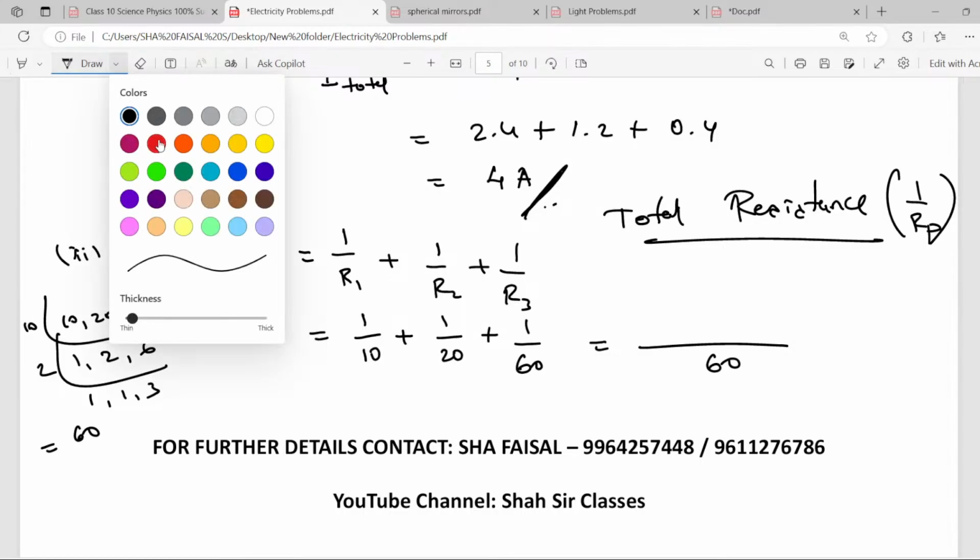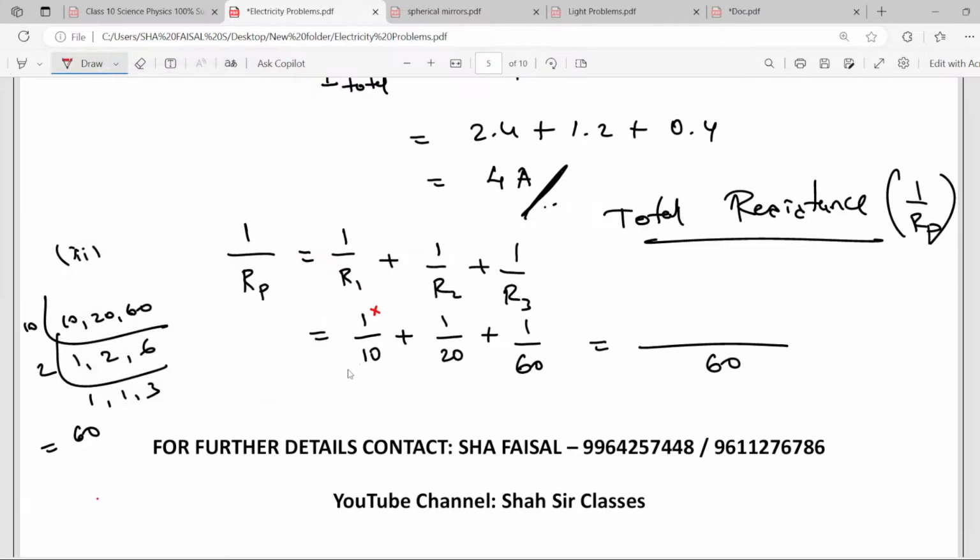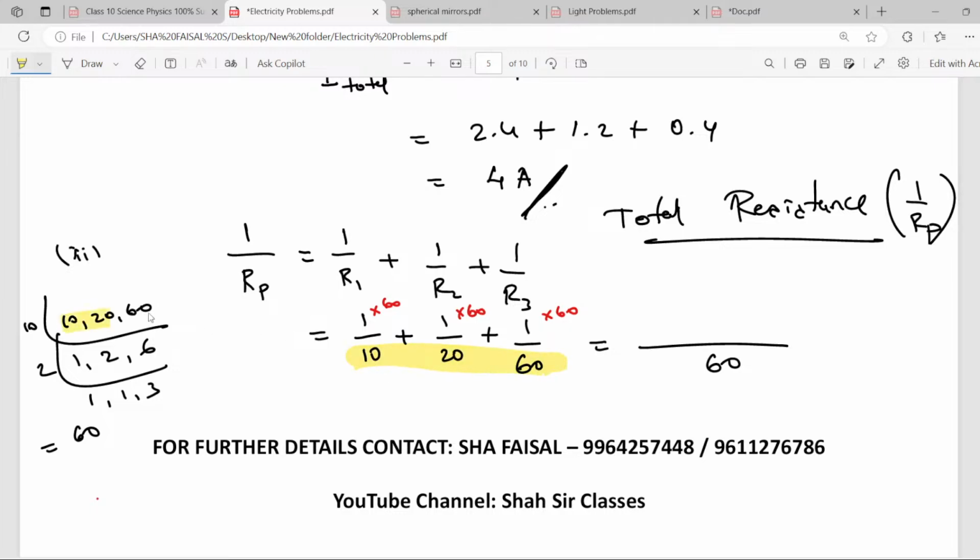Am I right? Now simple. What you can do: multiply 1 by 10 into 60, 1 by 20 into 60, and 1 by 60 into 60. First take the LCM for all the denominators 10, 20, 60. We got 10 into 2 into 3. So 10 into 2 is 20, 20 into 3 is 60. So 60 is the LCM.